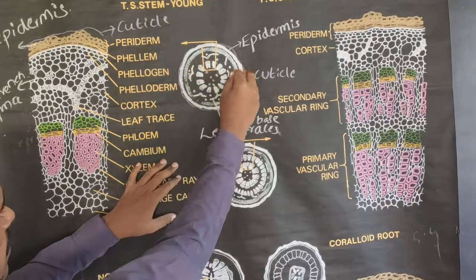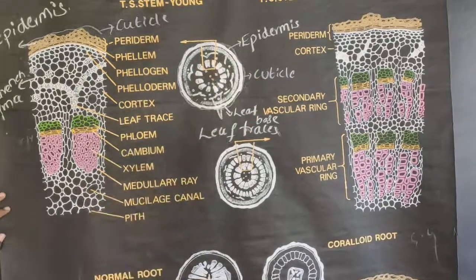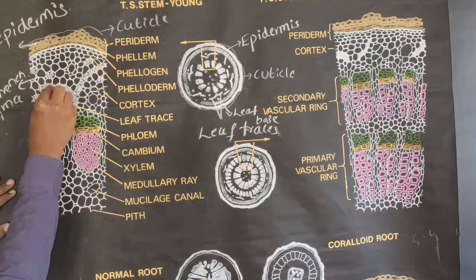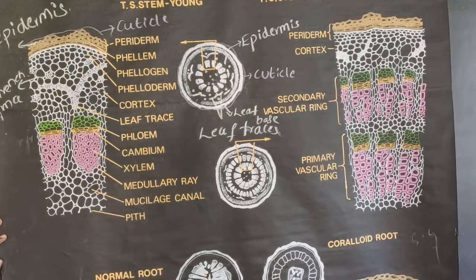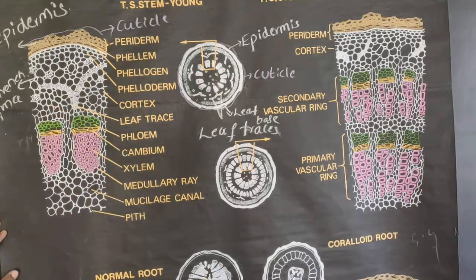So you can see here these scar-like or arc-like structures which are present in the cortical region of the stem. These arc-like structures are nothing but the leaf traces.